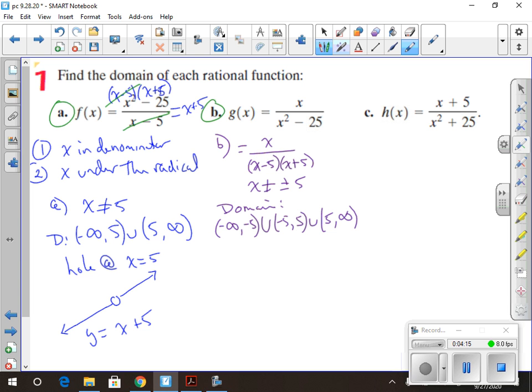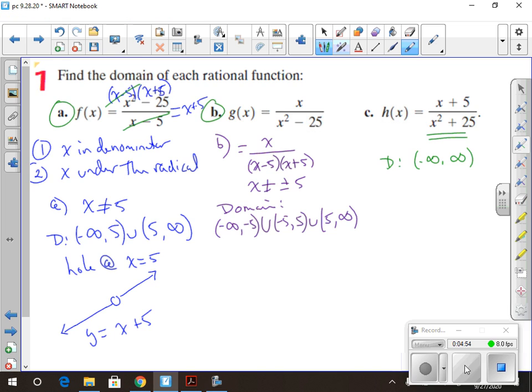Okay, and then part C, again, is I think pretty interesting in the sense that this will give us imaginary solutions. So this actually doesn't have any asymptotes because we know that if you solve x squared plus 25 equals 0, you get imaginary solutions. So this leaves us with a domain that is from negative infinity to infinity, even though there's an x in the denominator.